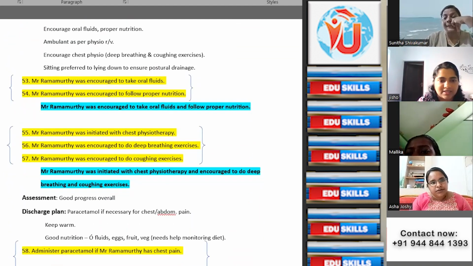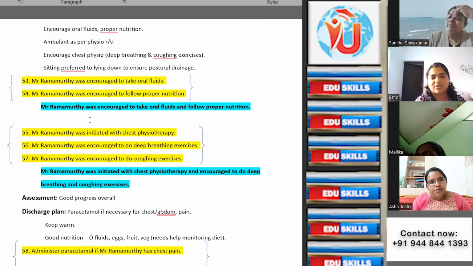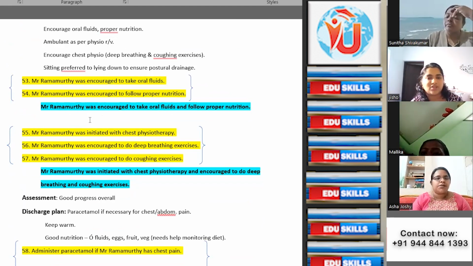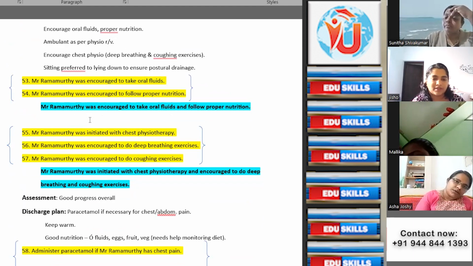Okay, again, next is nursing management. In nursing management also we can see Mr. Ramamurthy was encouraged to take oral fluids. Mr. Ramamurthy was encouraged to follow proper nutrition. Here we can write it as: Mr. Ramamurthy was encouraged to take oral fluids and follow proper nutrition.